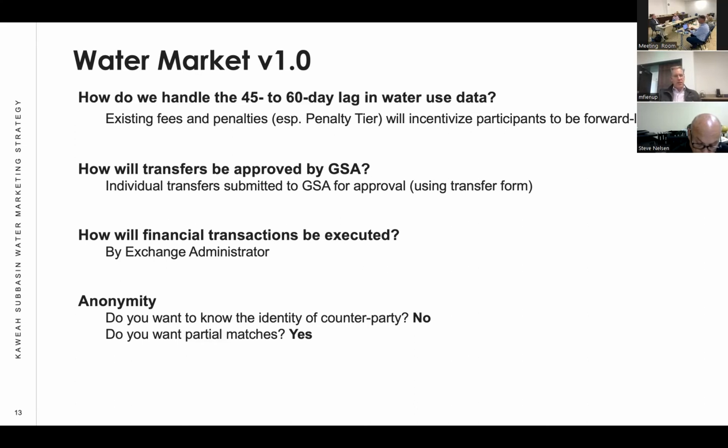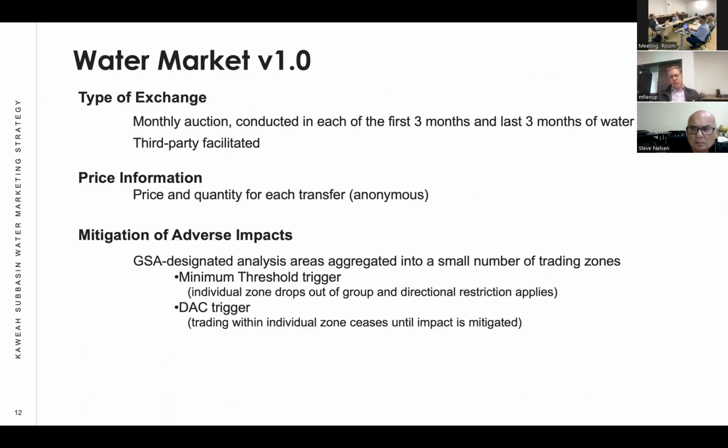Financial transactions will be executed by the exchange administrator in the interest of preserving anonymity, so that the participants in the water market don't learn the identities of the counterparty, or counterparties, on the other side of a trade. And so in terms of anonymity, we talked about, do you want to know the identity of the counterparty? There was a resounding no. And do you want partial matches, right? If someone wants to sell 100 acre feet, do they need to find someone who will buy all 100 acre feet, or can you sell 50 acre feet to one person, 50 acre feet to another? And all that's possible while maintaining anonymity through the facilitation of an exchange administrator. And so those are the things that we talked about last committee meeting in early October.